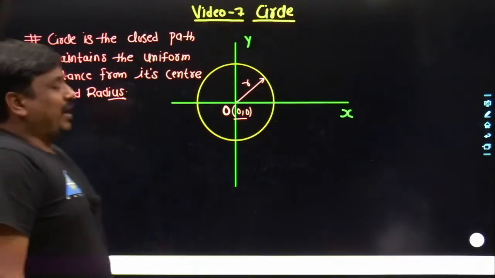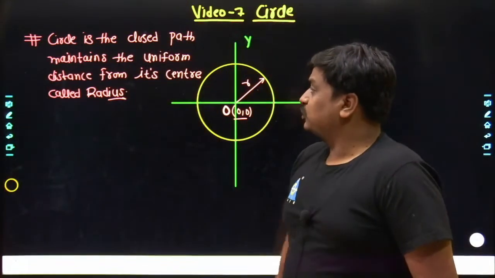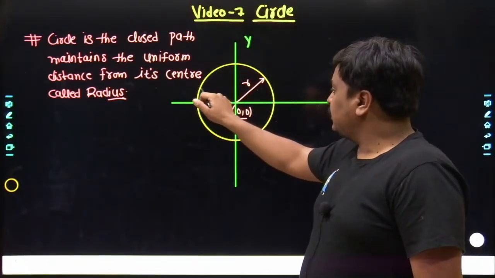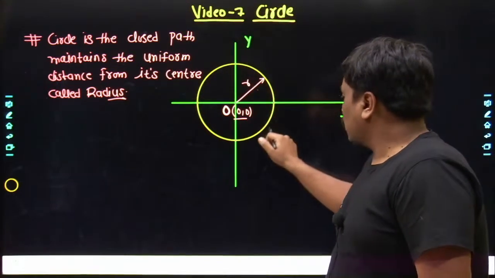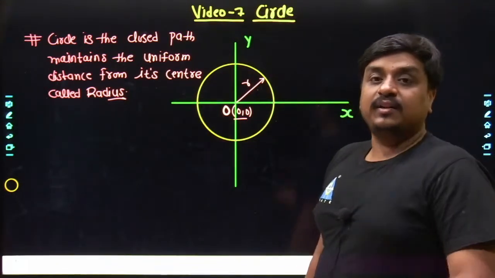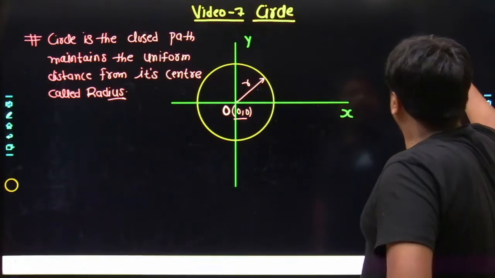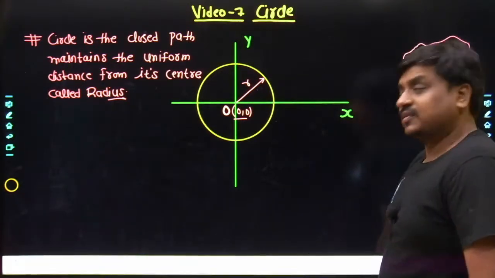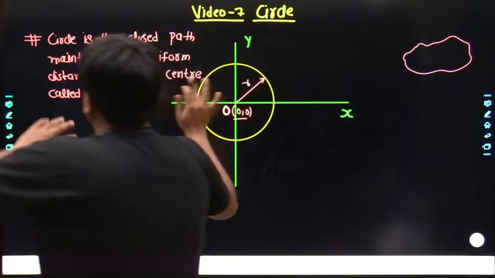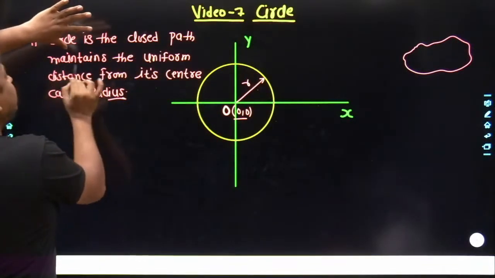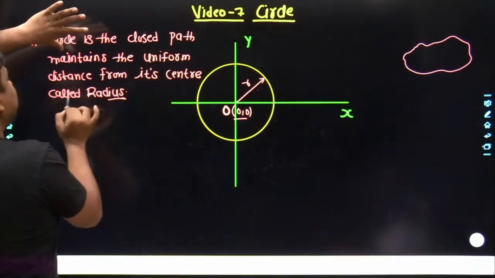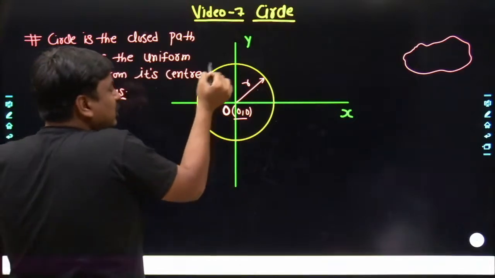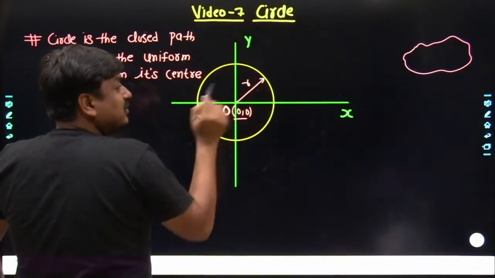Yes. So by definition itself, it's quite self-explanatory. The circle is going to be a closed path. That means if you take this as a starting point, all the way it is going to rotate and again come back to the same point. It is a closed path. Secondly, even any random path can be a closed path. Then what's the difference between this random closed path and this circle? Yes, it has a certain specific requirement. What is it? Circle is a closed path, maintains a uniform distance from its center called radius. Obviously, if you take any point on this closed path, you will find that the distance from its center is always constant.